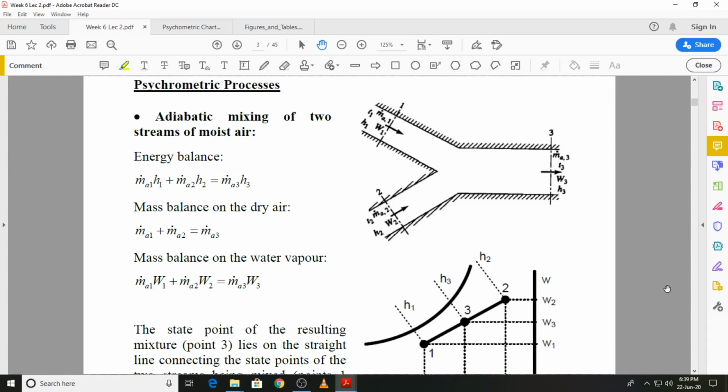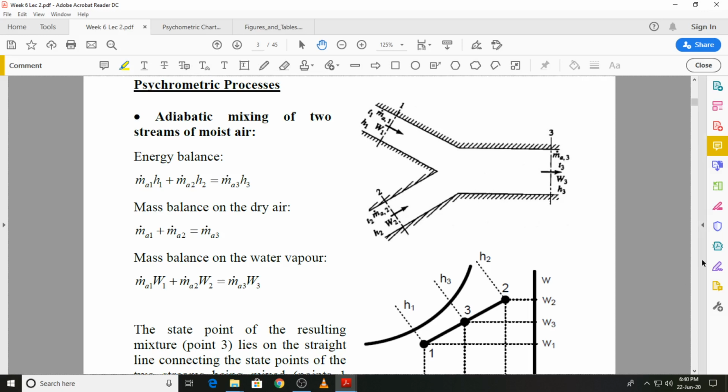Now that we are familiar with the various thermodynamic properties which are used to describe the state of moist air, we can proceed to typical psychrometric processes of importance in air conditioning. You know that a thermodynamic process requires a substance to undergo a change of state, and when we study psychrometric processes, that is equally applicable here. That means when a process occurs, the moist air undergoes a change of state.